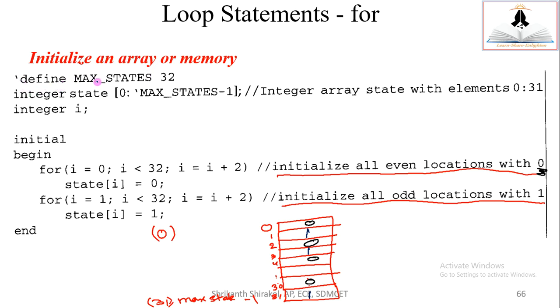`define is a compiler directive. MAX_STATES is a name I'm using to define a compiler directive. 32 is a constant I'm assigning to MAX_STATES. That means wherever MAX_STATES appears in your code, it will be replaced with 32 by the compiler. Why am I doing so? Think that you write a very big code in which you have referred to 32 in many places. Now what if I want MAX_STATES to be 64? Everywhere in your code, you would have to go on changing the 32 to 64.